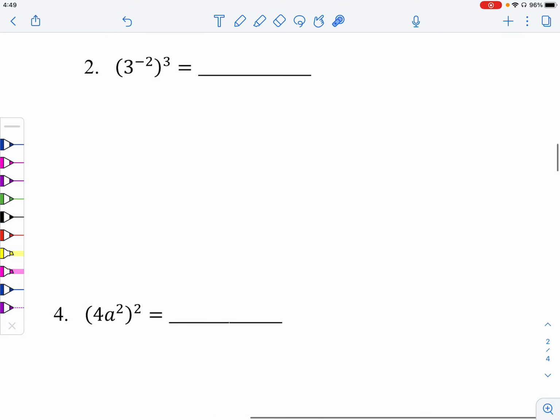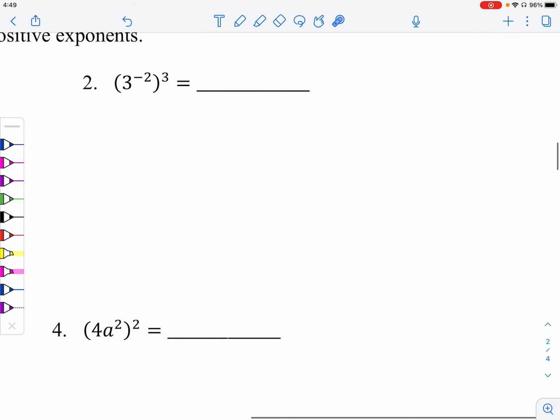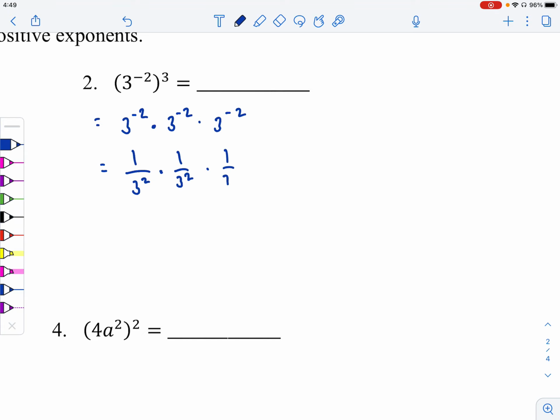Okay, number 2, so now we have 3 to the negative 2 power 3 times. So we're just going to write that out. 3 to the negative 2 power 3 times, that's all it is. Right, and your negative exponents, remember, go on the bottom. So this is going to flip. So we're left with 1 over 3 squared times 1 over 3 squared times 1 over 3 squared.